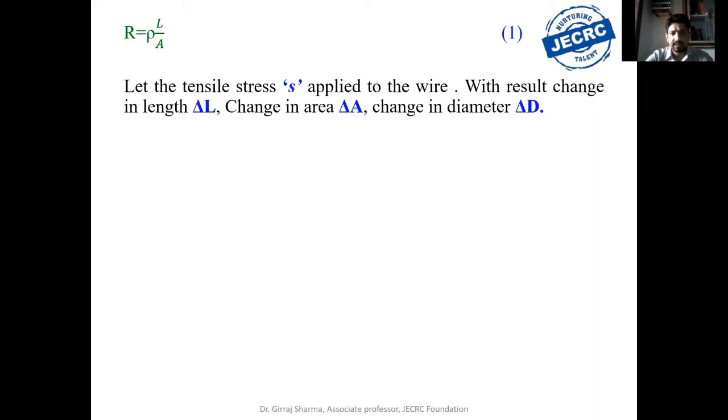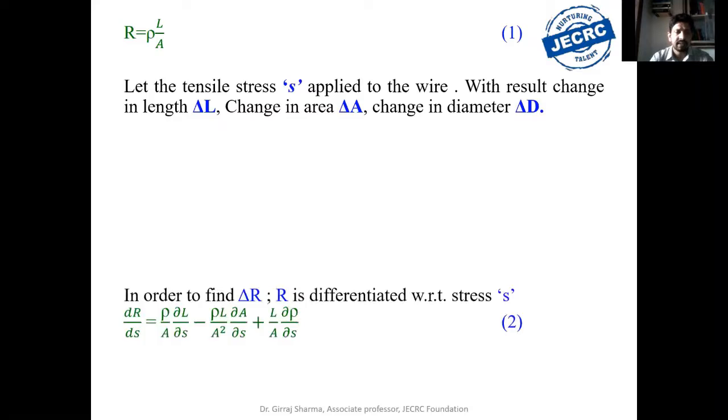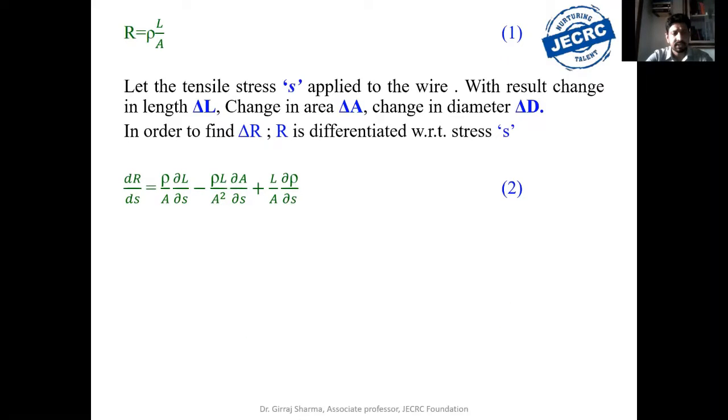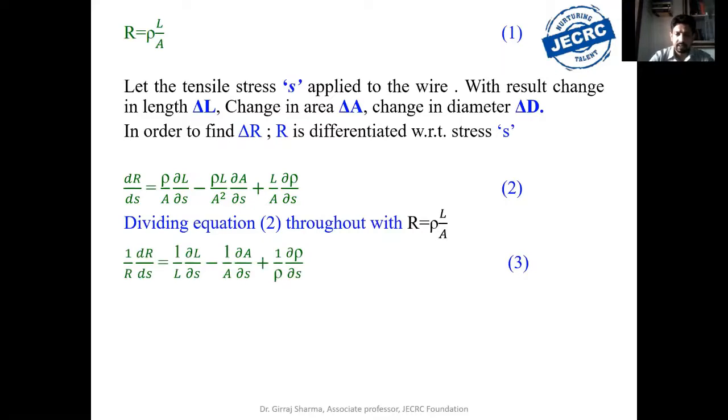If the tensile stress S is applied to the wire, it will result in a change in the length delta L. It will also result in a change in the cross-sectional area delta A and a change in the diameter delta D. So if we partially differentiate this equation, R equals rho L by A, with respect to stress S, we get this expression as equation number 2. Now, if we divide this equation throughout by the value of R, which is rho L by A, we get this expression as equation number 3.